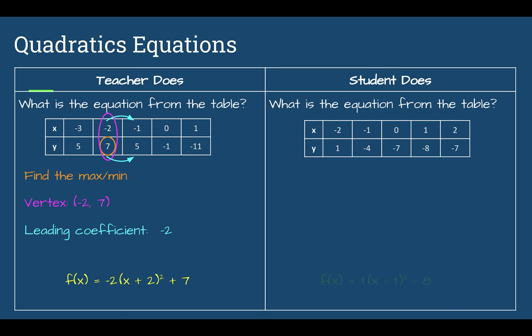Let's check. You should have got f of x equals 1 times x minus 1 to the second power minus 8. Your vertex is 1, negative 8. That negative 8 was your minimum. The leading coefficient was positive 1. If you go 1 unit over, so from 1 to 2, it went up 1 to go from negative 8 to negative 7. So the leading coefficient was positive 1.